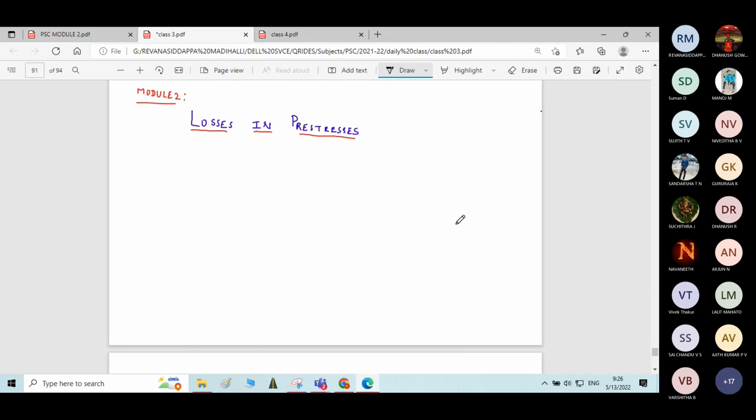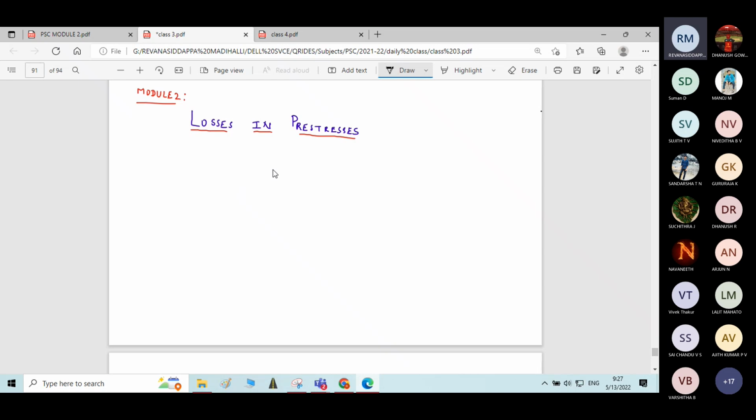So all the basic things we have learned, and we have also learned the analysis of stresses for a pre-stressed beam. When a pre-stressing force is induced in a member, there are some losses that will occur in the pre-stress.